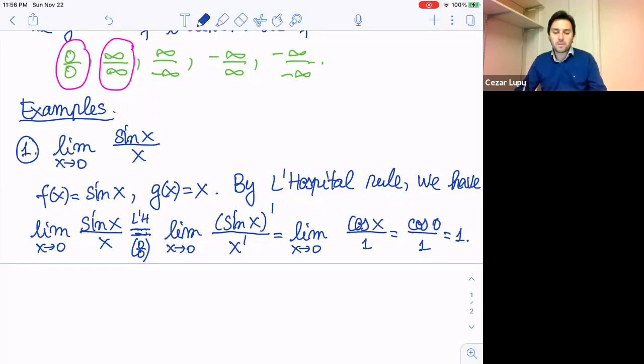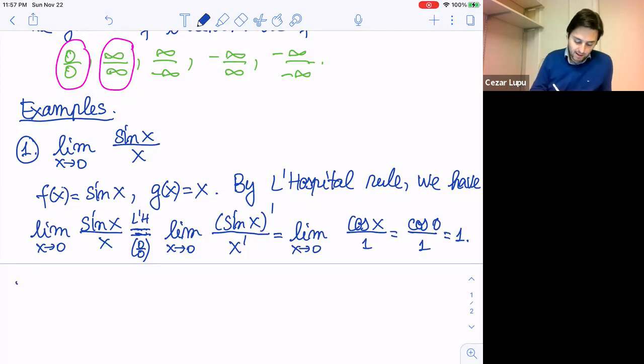Well, you can prove it elementary as well without using L'Hopital rule, but it will be a little bit more complicated because you have to know some kind of inequalities so that you can apply the squeeze lemma. But it's much easier. It's pretty straightforward using L'Hopital rule.